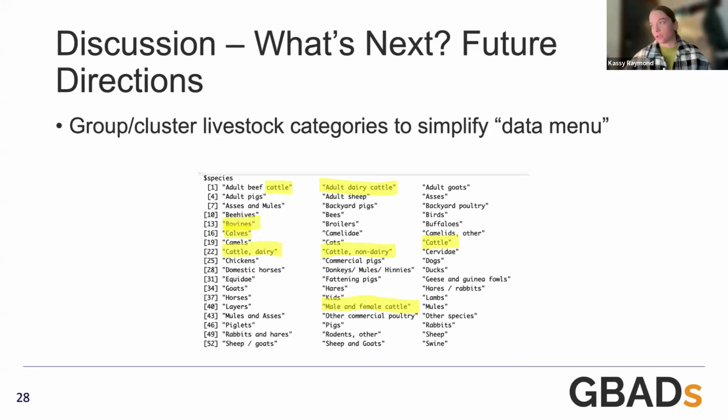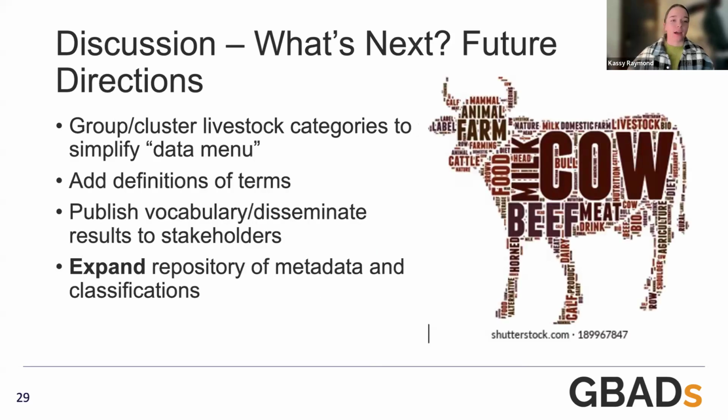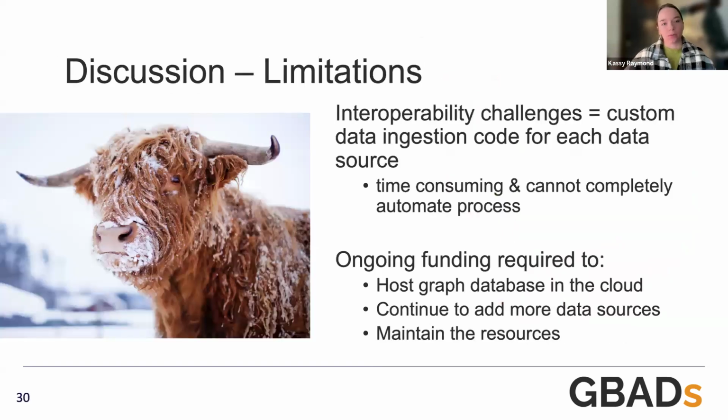So we can group or cluster livestock categories to simplify the data menu to capture more data sets and optimize the querying. And that would be a really good idea, allowing users to more easily access the data. We should also add definitions of terms, publish this preliminary vocabulary, and disseminate it to stakeholders, such as our modelers who might benefit from these species categories. We'd also like to expand the repository of metadata and classifications just because there's only a few data sets in there currently.